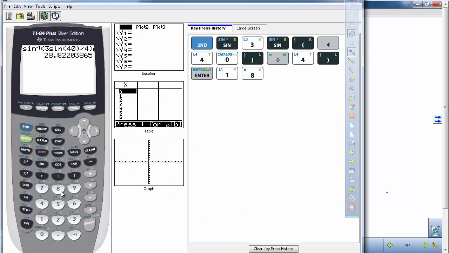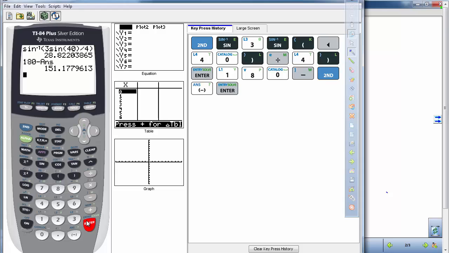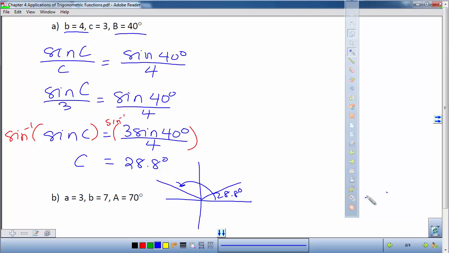What I'm telling you is there can be more than one triangle. We can have one, we can have two. It's possible that we can have 0. So we've got to check all of the possibilities. So 180 minus that angle we just found gives us 151.18, we'll say. So I'm going to call that C prime equals 151.18 degrees.